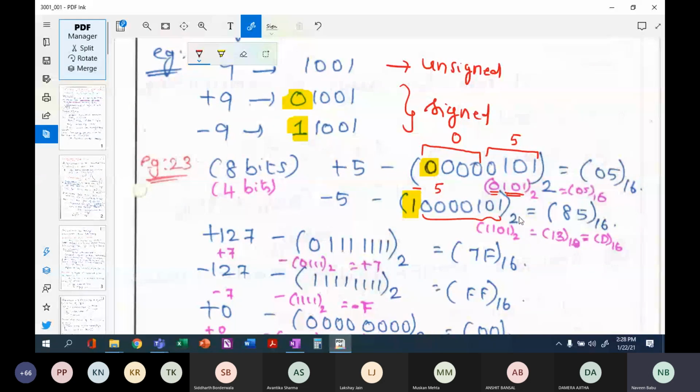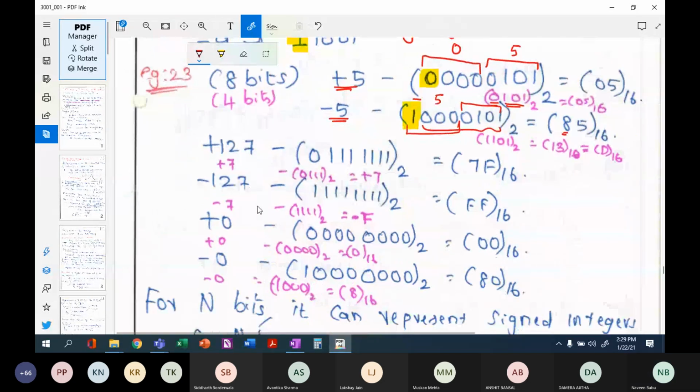And again, when you convert to hexadecimal equivalent, this is very important so that you visualize it better. So when you group this into 4s, this is a group of 4 and this is a group of 4. So what is 1000 in hexadecimal equivalent? It is equivalent to 8, and 0101 is equivalent to 5. Please note plus 5 is represented as 05 and minus 5 is represented as 85 in terms of hexadecimal equivalent.